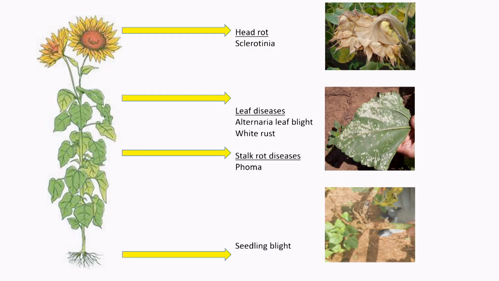So the overview of what I'm going to talk about: the biggest problem that we have for sunflower production is sclerotinia. So we're going to talk a bit about sclerotinia. Then we're going to discuss alternaria leaf blight and also white rust. And then I'm going to talk a little bit about seedling blight.